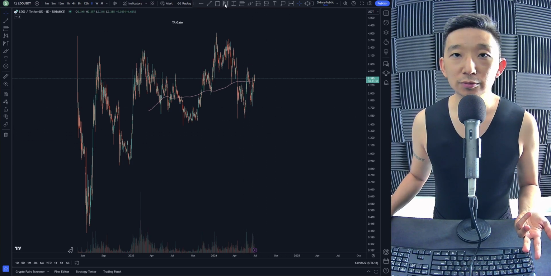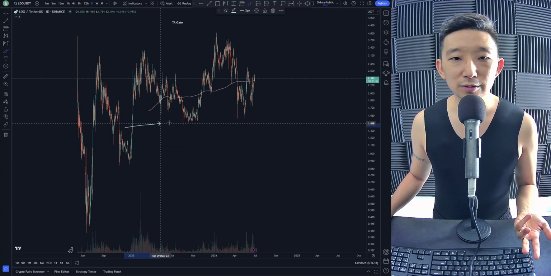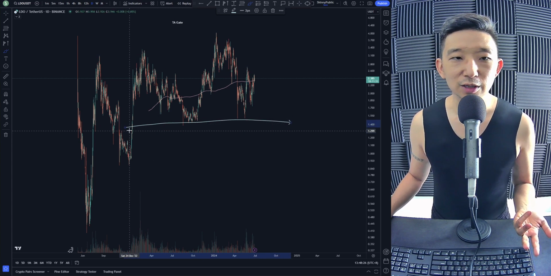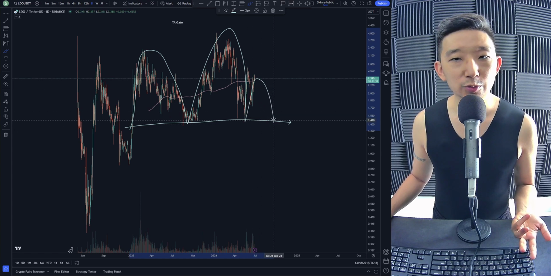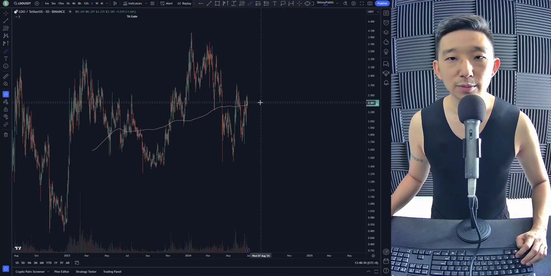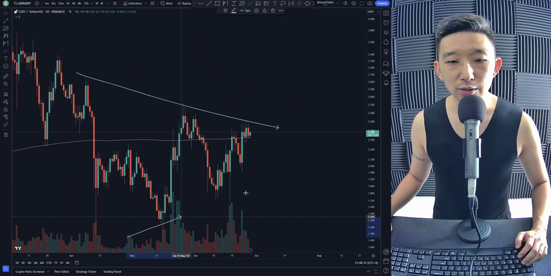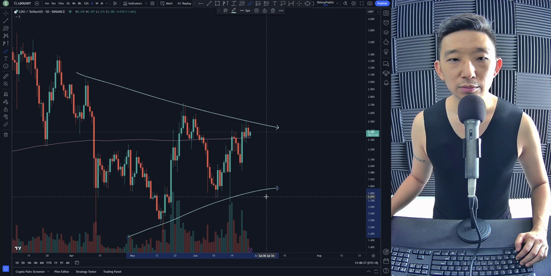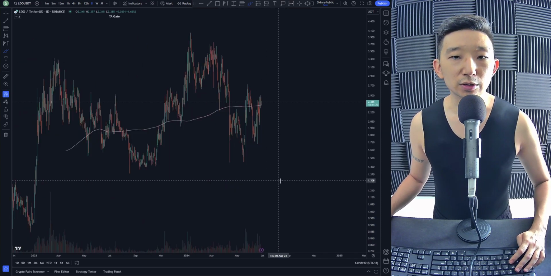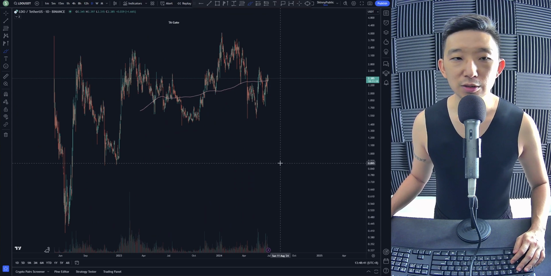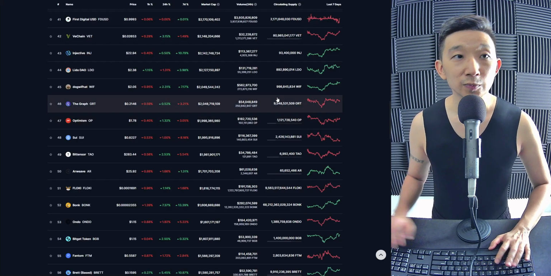Anyway, for LDO, okay, LDO is a bit of an outlier. Left shoulder, head, we could be forming a right shoulder. We're not too sure, but at the same time, if you were to zoom in, this whole thing could turn into a symmetrical. Again, I'm not too sure about LDO, but if you were to ask me, I'm really bearish for LDO.